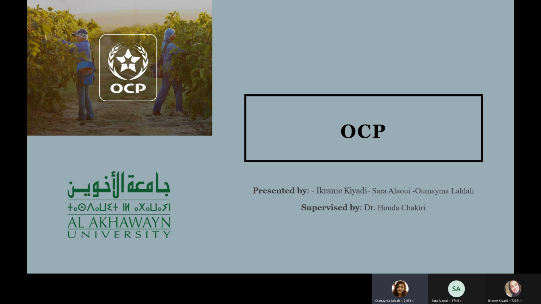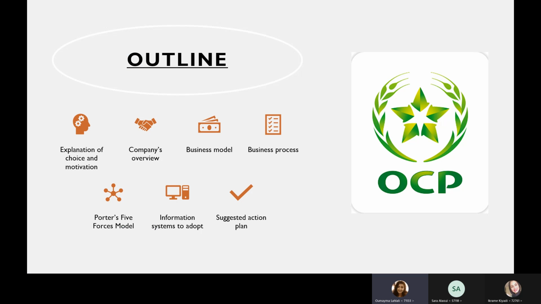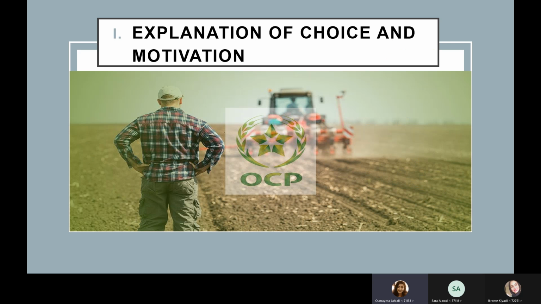So let me first go through the outline. As we can see, the first thing that we'll be doing is discuss our motivation for this company, then moving to the company overview and going to the business model, which is a very important section in every company. And after that, we will go through the business process, Porter's 5 forces model, and information system to adopt. And the last one will be about the suggested action plan. So, starting with our motivation.